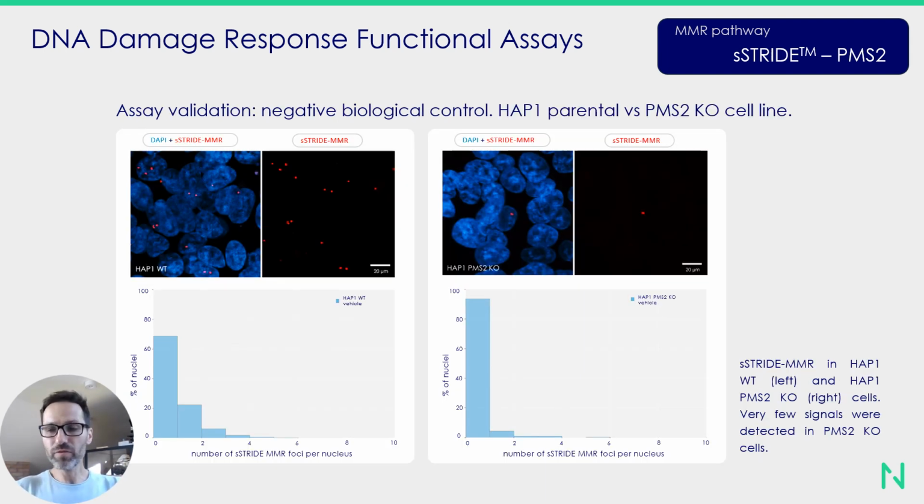In the final part of the validation, we wanted to include a biological negative control. To this end, we used HAP1 isogenic cell lines, a wild type, and a PMS2 knockout. As you can see on the histograms here, which present the percentage of cells with a certain number of sSTRIDE PMS2 signals, these two cell lines are strikingly different. In the PMS2 knockout cell line, more than 90% of nuclei display no signals at all.